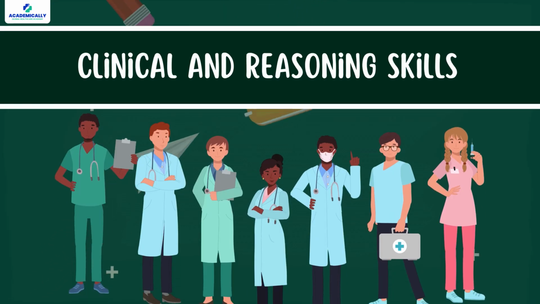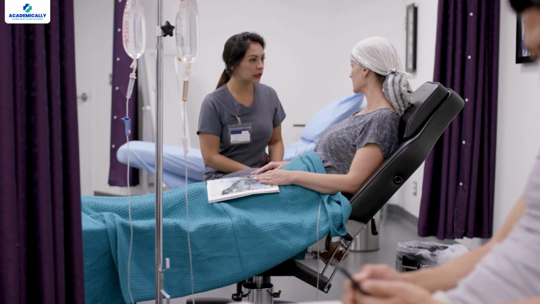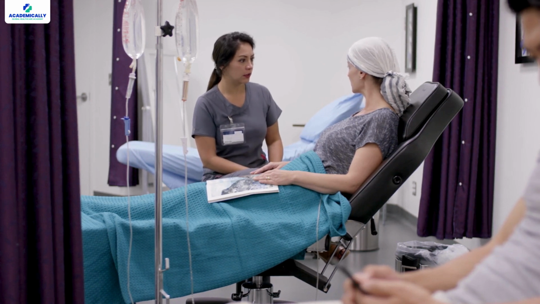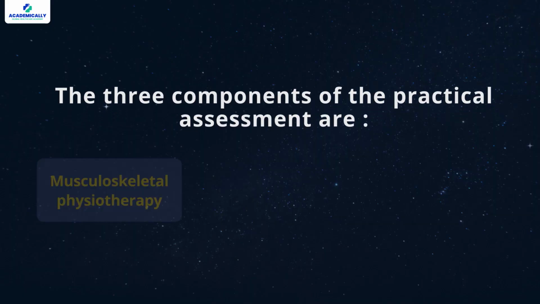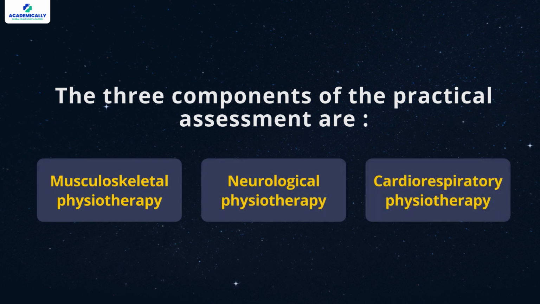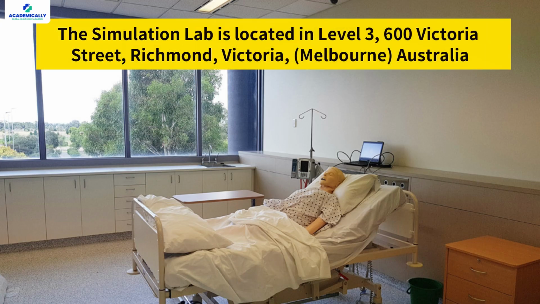To begin with, the clinical assessment is the examination where you will be required to show your clinical and reasoning skills while undertaking safe and effective consultations. You will be in a simulation lab with professional actors, and a real life like scenario will be created for you where you'll have to show that you are capable of practicing physiotherapy independently. The three components of the practical assessments are: number 1, musculoskeletal physiotherapy, number 2, neurological physiotherapy, and number 3, cardiorespiratory physiotherapy. The simulation lab is located in level 3, 600 Victoria Street, Richmond, Victoria, Melbourne, Australia.